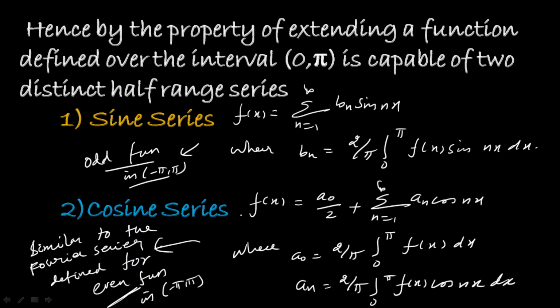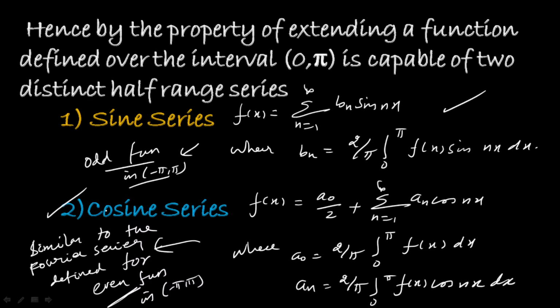So if the given function is odd, we make use of this formula, the sine series formula, to calculate the Fourier series representation of the given function. If the given function is of even type, we make use of this cosine series formula to find the Fourier series representation of the given function.